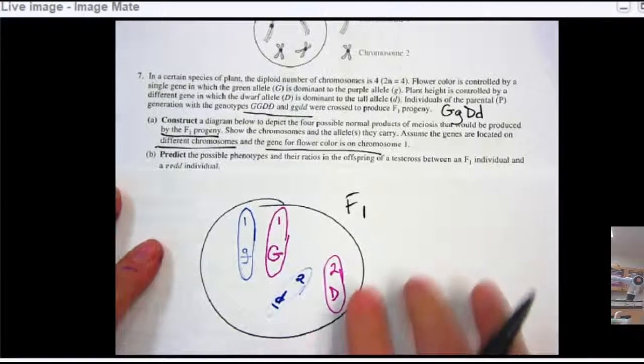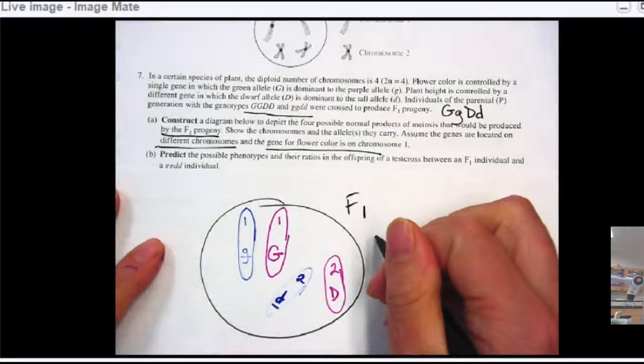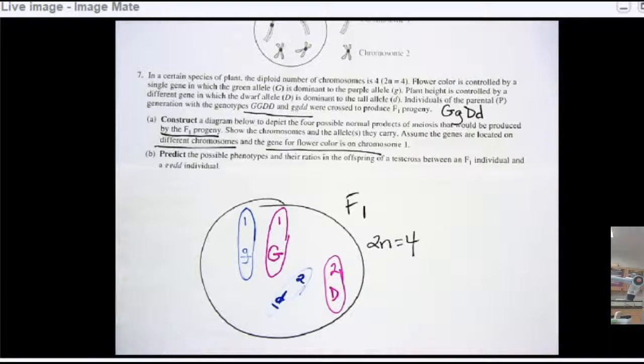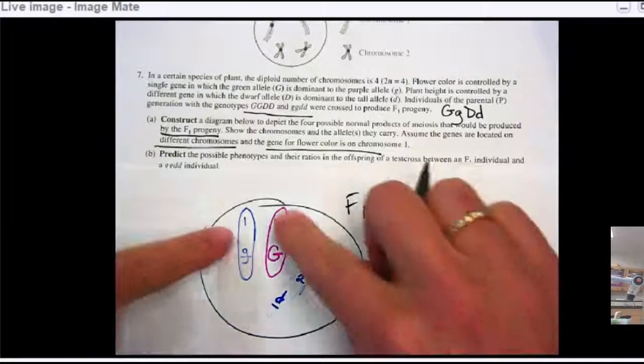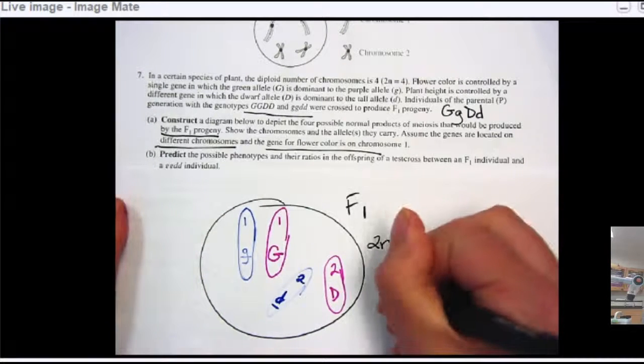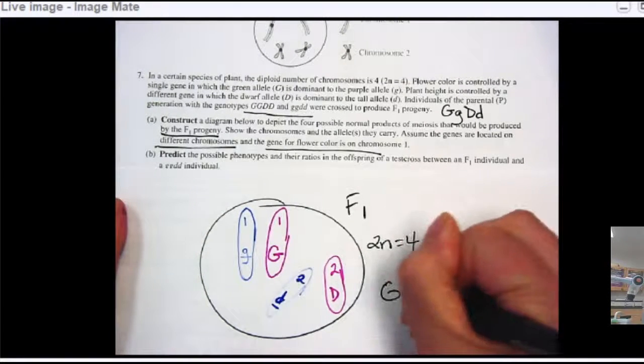This gives me a 2n, or diploid number, of 4 chromosomes. 2 copies of chromosome 1, 2 copies of chromosome 2, my diploid is 4. This would be G1.